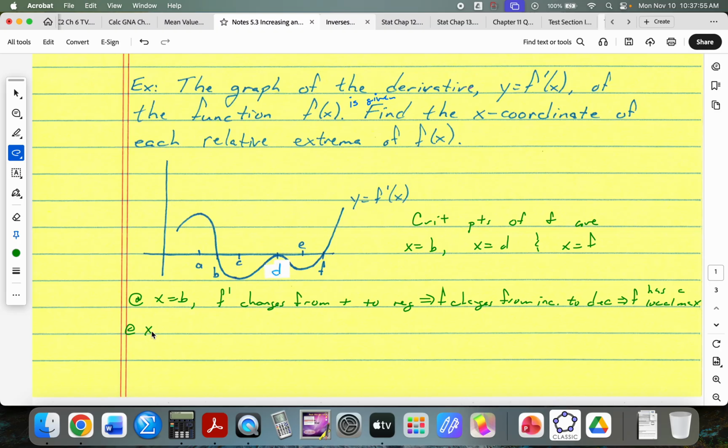What about at x equals d? Well, here, notice f prime does not change sign. Since f prime does not change sign, f has neither a local minimum nor a local maximum.